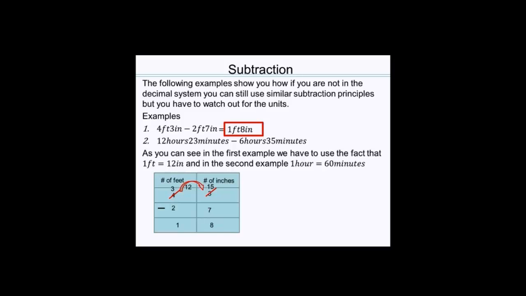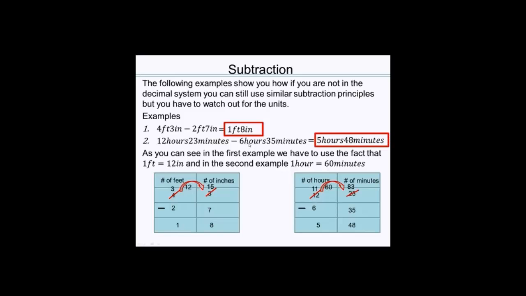So assuming you've done the problem on your own, it will look like this. So we have 12 hours 23 minutes. We cannot subtract 35 minutes from 23 minutes. So you're going to take 1 from the 12 hours, make it 11 hours, borrow 60 minutes, make that 83 minutes, minus 35 will give you 48, and then 11 minus 6 will give you 5. So our answer would be 5 hours 48 minutes.